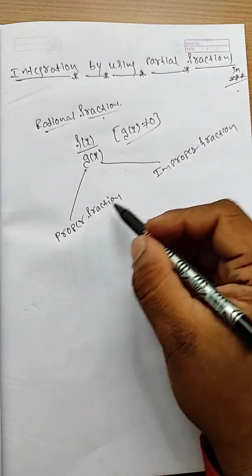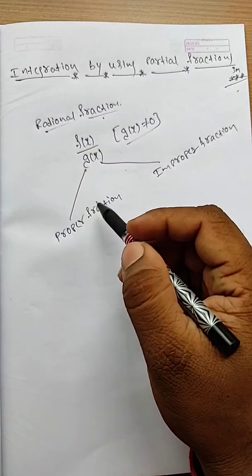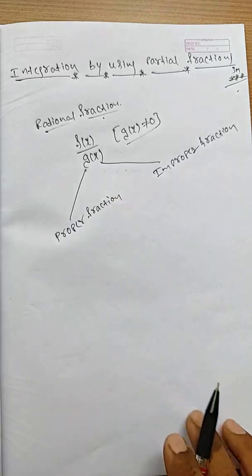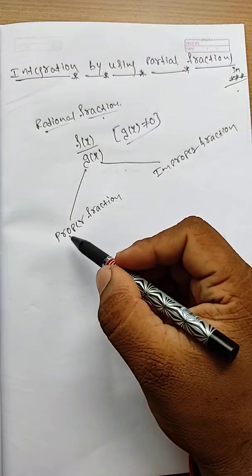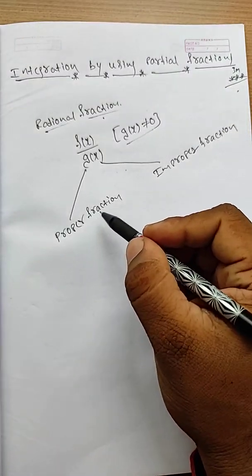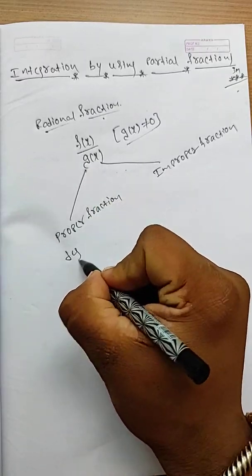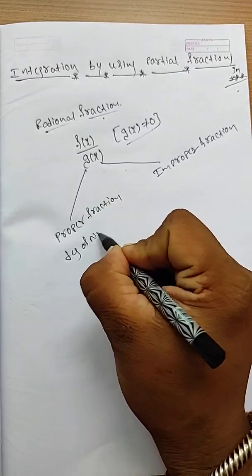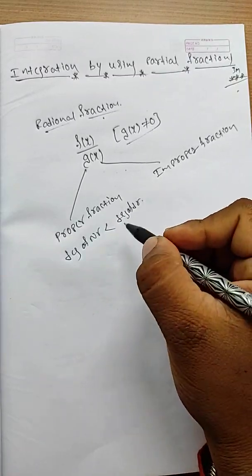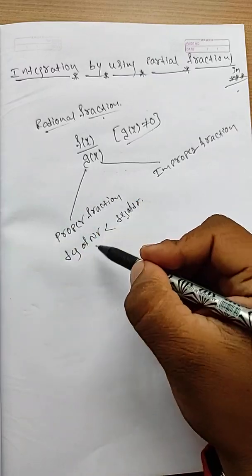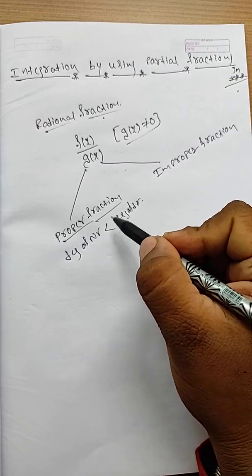What is a proper fraction? A proper fraction is a fraction where the degree of the numerator is less than the degree of the denominator. What is a proper fraction? The degree of numerator is less than the degree of denominator, we call it a proper fraction.